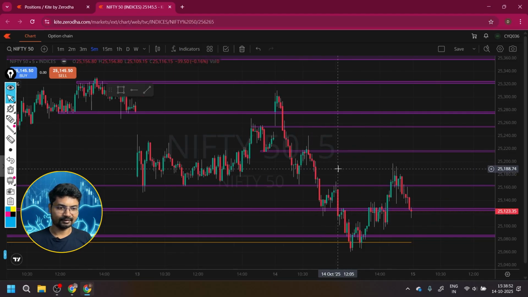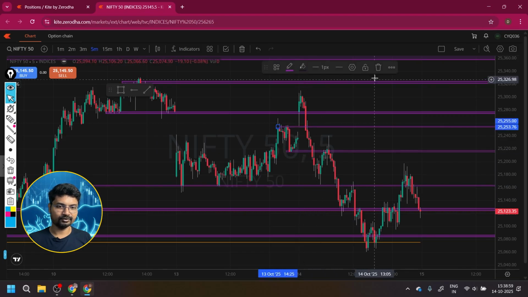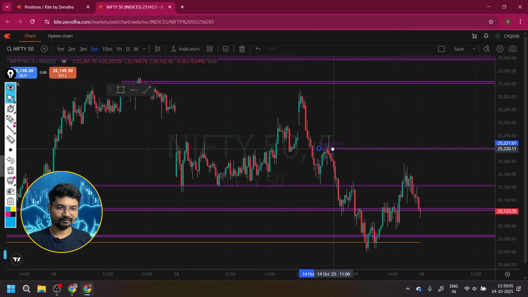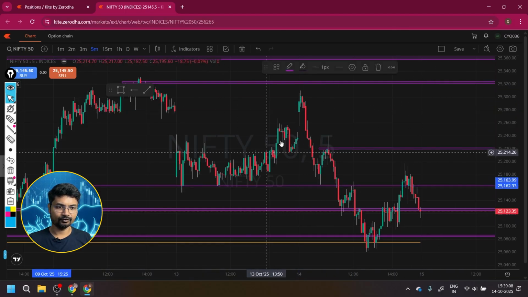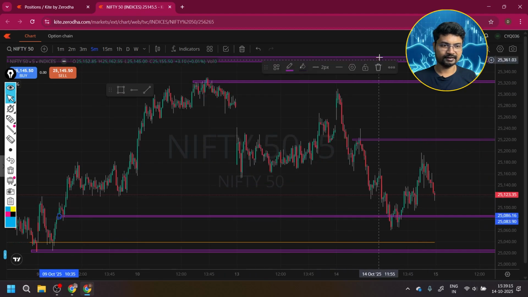I'm going to remove these levels and readjust them based on today's price action. I'm going to remove this level, and I'm going to remove this level. We can readjust this level like this, and I'm going to remove this level. I'm going to remove this level. See, I'm going to remove this level as well.